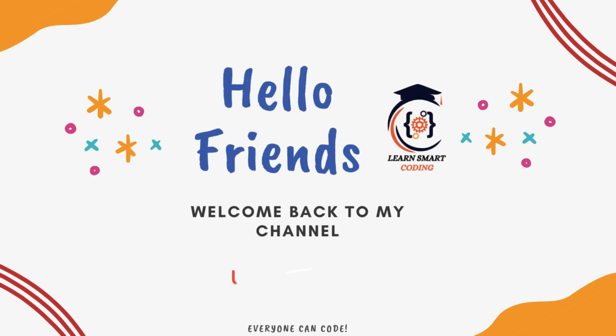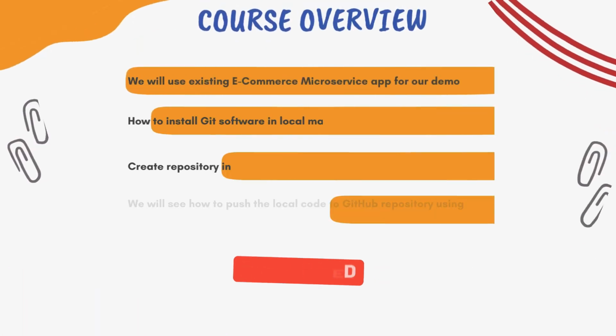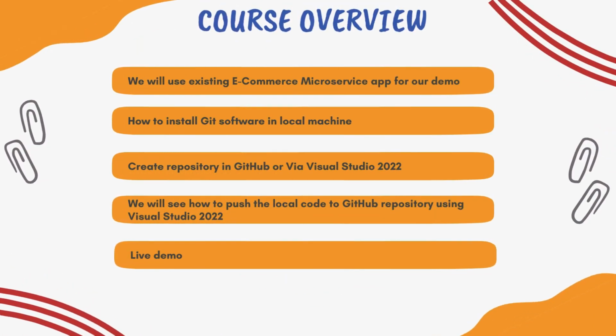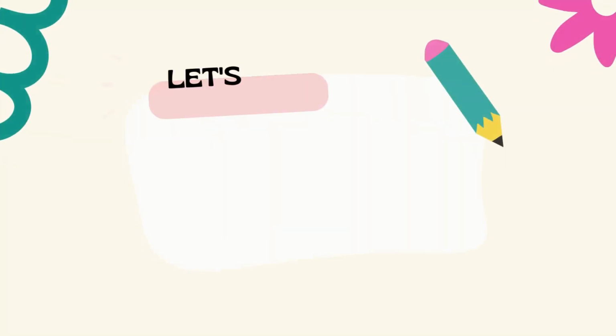Hello friends, welcome back. In this video, I'm going to show you how you can take your local microservice code or any other project code from your local to a brand new Git repository. It's very easy, and we will be doing this through the Visual Studio IDE 2022 I have, and then we can do the similar thing with other IDEs as well. Come, let's get started.